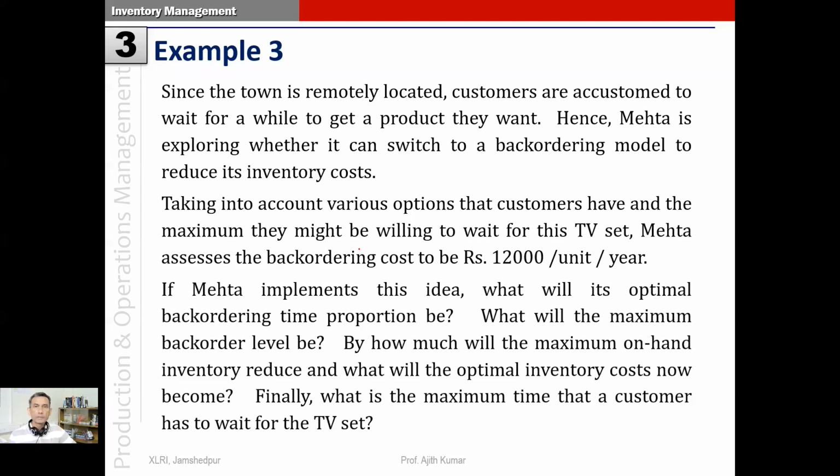If Mehta were to implement this back ordering idea, what will its optimal back ordering time proportion be? What will the maximum back order level be? By how much will the maximum on-hand inventory reduce? And what will the optimal inventory costs now become? Finally, what is the maximum time that a customer has to wait for the TV set?